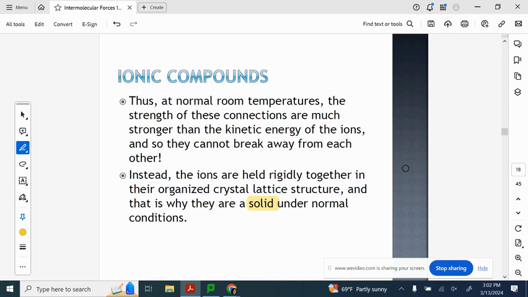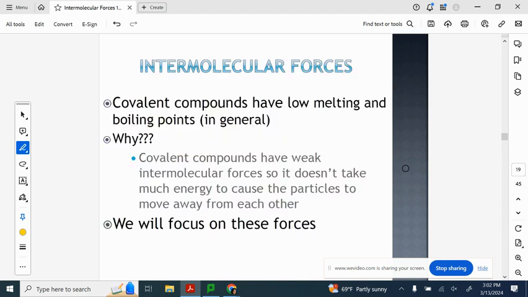We move on. We are going to turn our attention then to covalent compounds. These covalent compounds have low melting and boiling points because they have weak intermolecular forces. So that's what we're going to look at. Covalent compounds have weak intermolecular forces, which gives them low melting and boiling points. Do you need to write down every word on this slide? No. Summarize it.